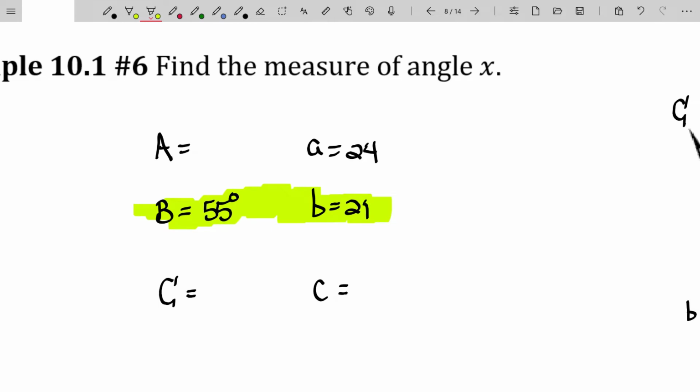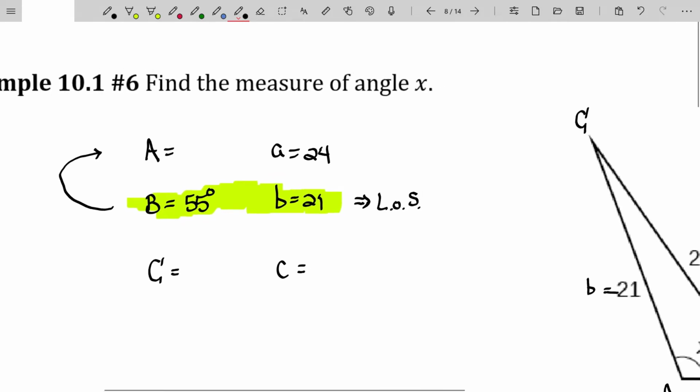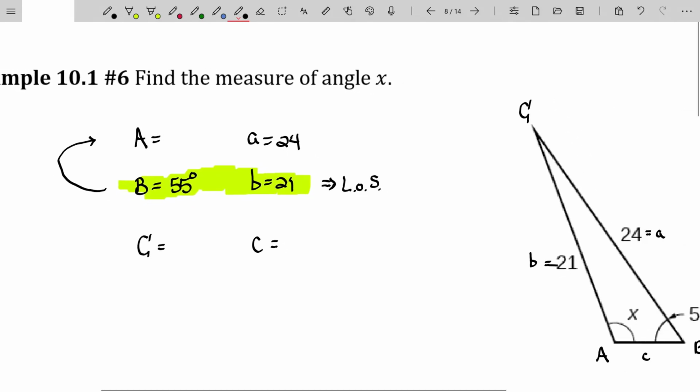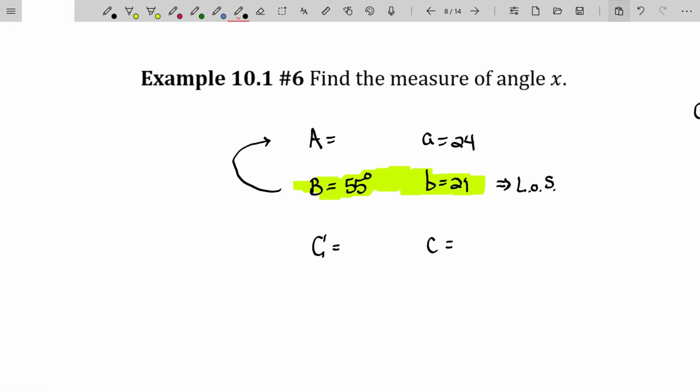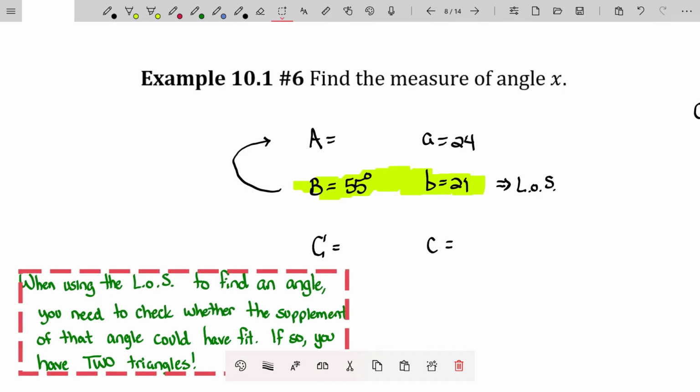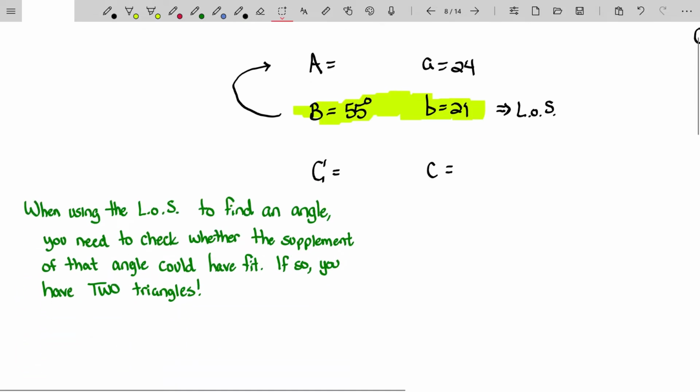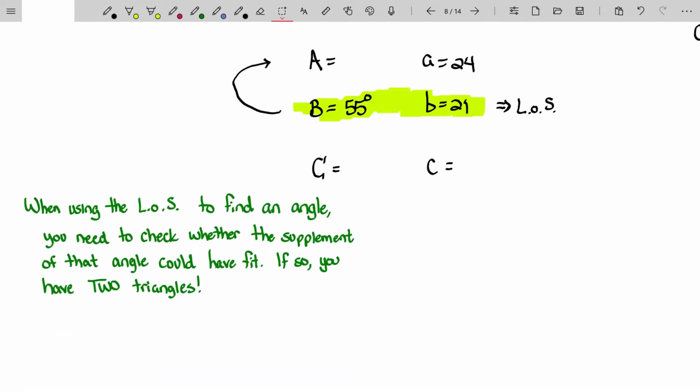So I'm just going to go ahead and zoom in there. This implies we're using the law of sines. And of course, it's the unfortunate situation where we are going to find angle A. That's what we want to find. But it's possibly the ambiguous case because you're using the law of sines to find an angle. And remember, when using the law of sines to find an angle, you need to check whether the supplement of that angle could have fit.